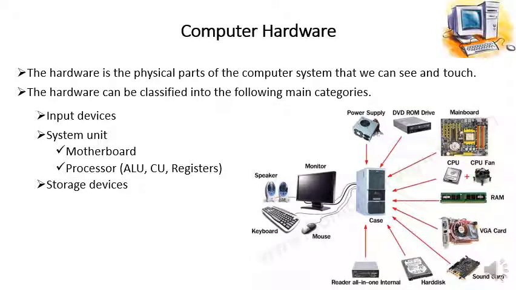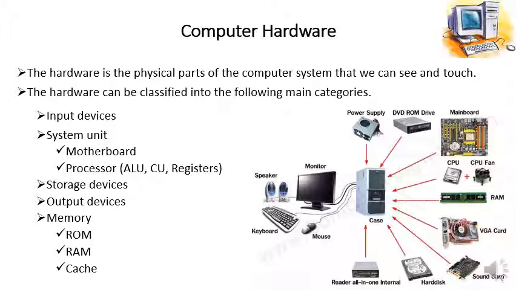Further, the system unit also encloses the RAM, that is memory, that we will discuss in the coming lessons. Storage devices are also hardware components of a computer. Output devices are also hardware components. Memory: in memory we have ROM, which stands for read only memory, RAM, random access memory, and cache memory. These are different types of memories which are used in a computer.